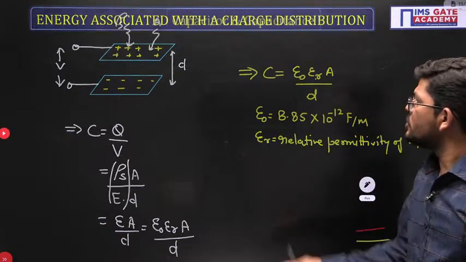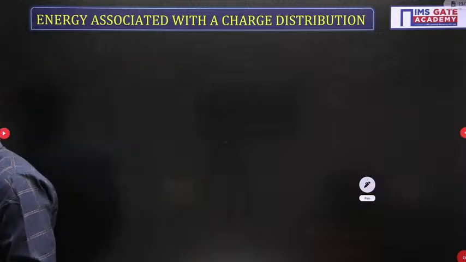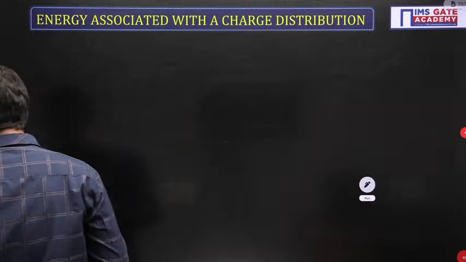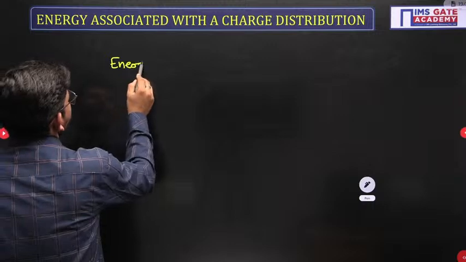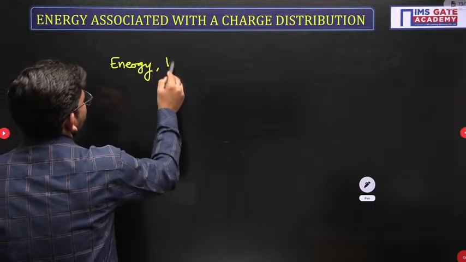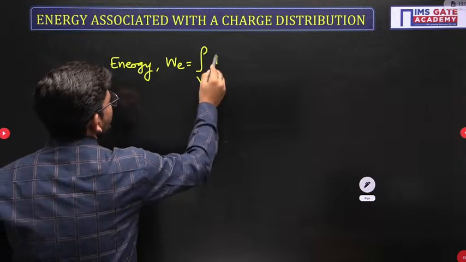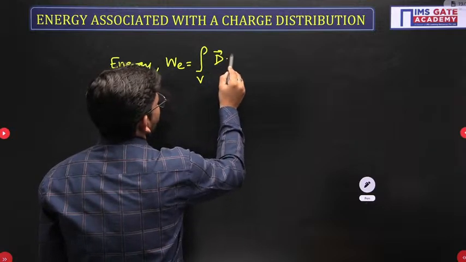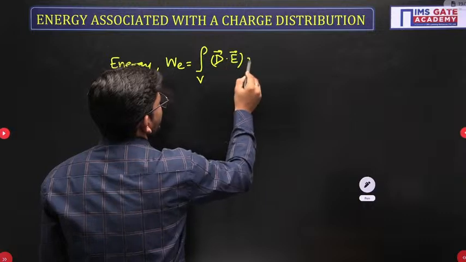Now let us talk about the energy associated with electrostatic field or with a charge distribution. Okay, so energy is basically written as WE, and this is equal to the volume integral of the electric flux density and electric field intensity, the dot product of them, dV.